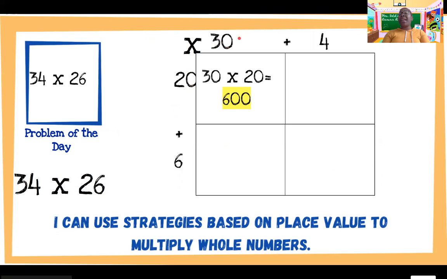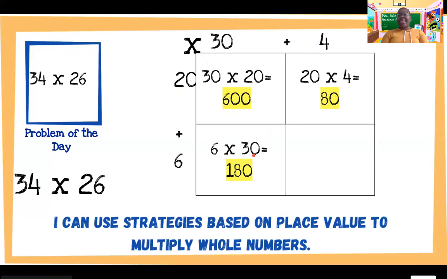All right, what are we going to multiply next? Did you say 20 times 4? Great job. Well, what is it? 20 times 4 is 80 because 2 times 4 is 8. And then we have 1 zero. What should we do next? Did you multiply 6 times 30? Great job. Well, 6 times 3 is 18, and there's 1 zero, and so that's 180.